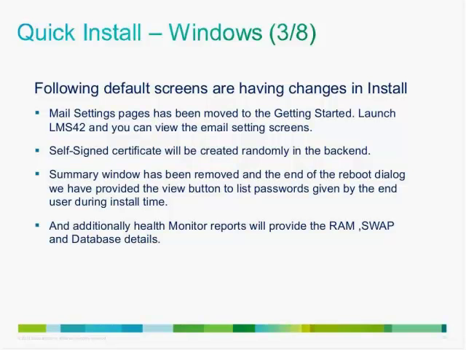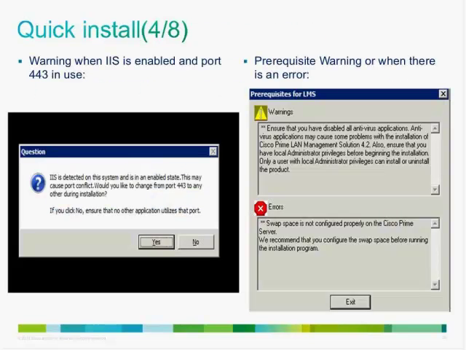So the following default screens have changes in install. We can also enter mail setting pages that have moved from getting launched. We can launch 4.2 and we can view the email setting screens. We now don't ask for any information for the self-signed certificate, because it is created randomly at the backend. Everything done for quick install is to make sure that after a few clicks, your CiscoWorks is ready and available.